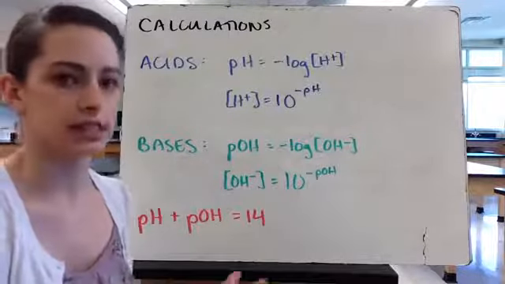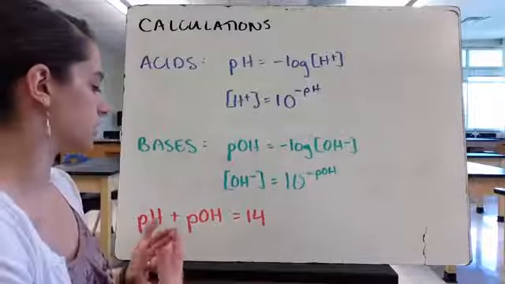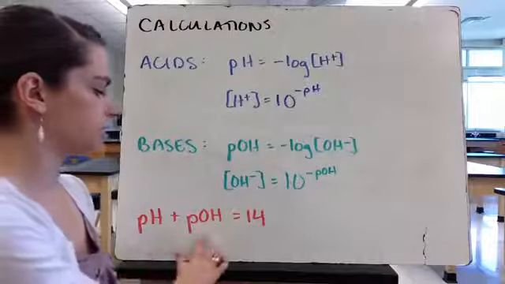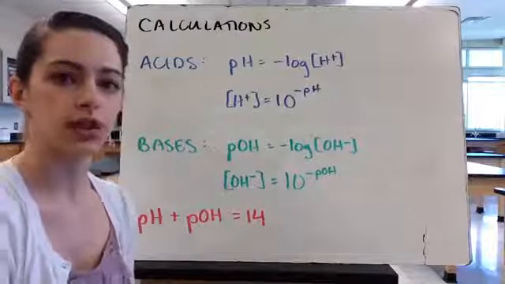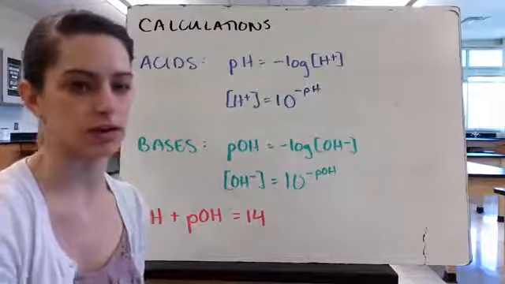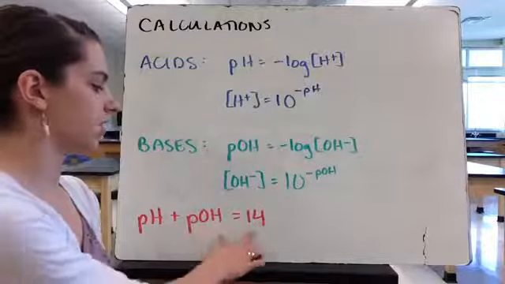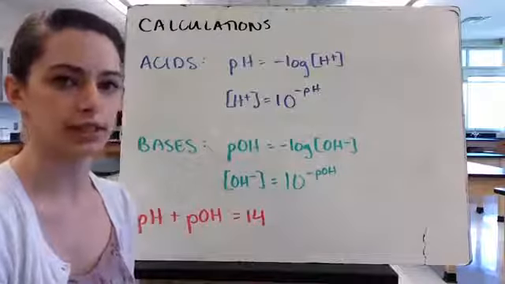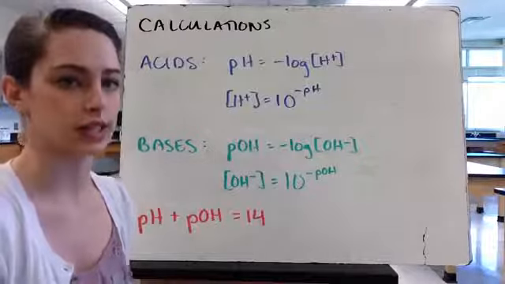Now there's another really easy thing that we can use to do these calculations. pH plus pOH equals 14. So if you know the pH, you can calculate the pOH, and if you know the pOH, you can calculate the pH, because if you add the two together, they always equal 14. So let's put these equations into practice.